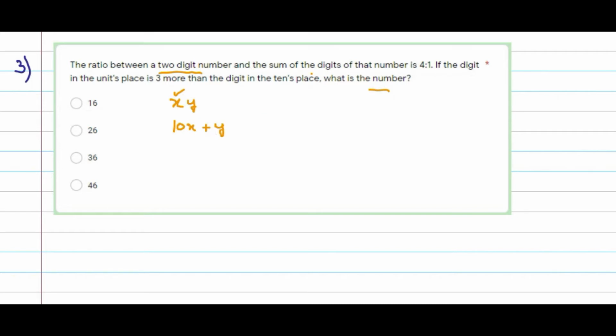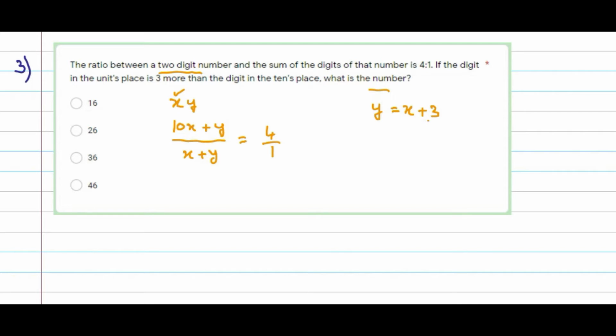Okay. And the sum of the digits of that number is this one. So this is the number and this is in ratio with the sum of the digits. Here the digits are x and y, so the number over x plus y is equal to 4/1. If the digit in units place is 3 more than the digit in the tens place, the digit in units place is y, which is 3 more than the digit in the tens place. So this is one equation given to us.